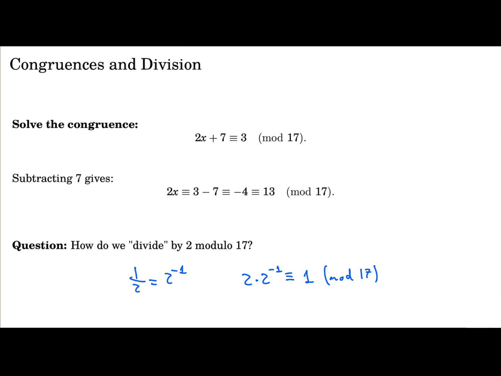And then we have two questions. One is, how do we find that number? You can always find it by inspection, but there's even the question, does that number exist, right? Is it always the case that you can divide by 2 modulo 17? What about modulo 4? What about modulo 9, right? Can you always divide by numbers? So let's take a look at that.